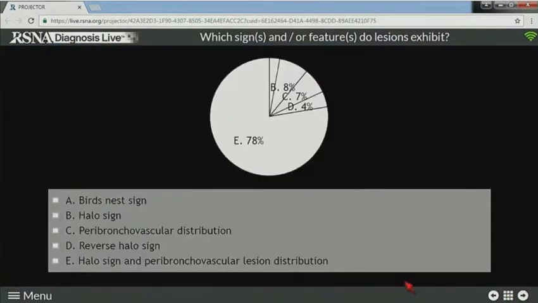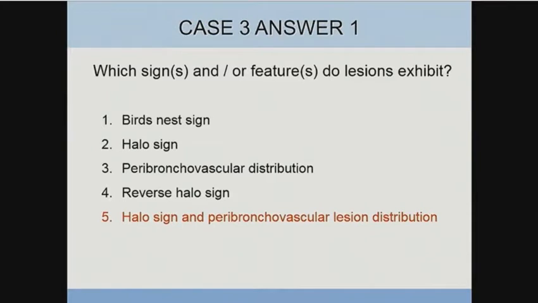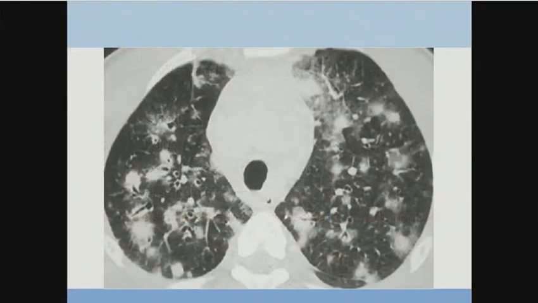So E, halo sign and peribronchial lesion distribution, that's the correct answer. So the halo sign and the peribronchovascular lesion distribution is the correct answer. What you see here is the peribronchovascular distribution of the lesions. Basically, each of these lesions is growing around, or centering around the bronchovascular bundle, with the bronchus leading into that lesion. You can see it here.